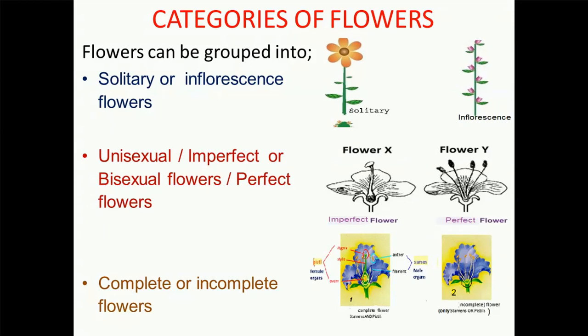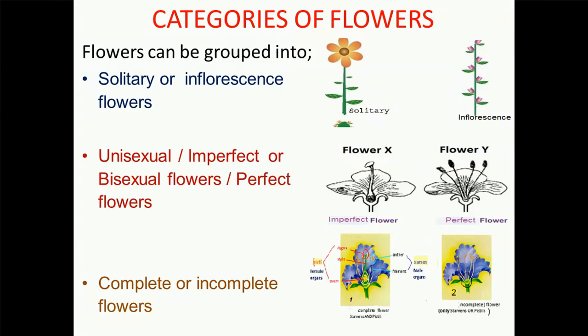Now flowers too can be categorized as complete or incomplete. A complete flower has all the floral parts on it. For example, it has the sepal, the petal, the stamen, and the pistil. Such a flower is complete. But if any of these floral parts are missing, such flowers are called incomplete flowers.